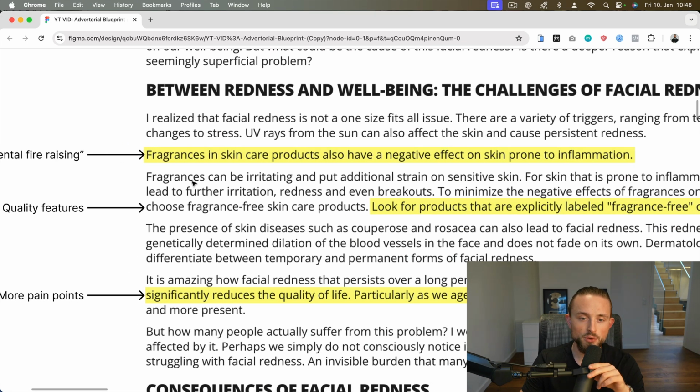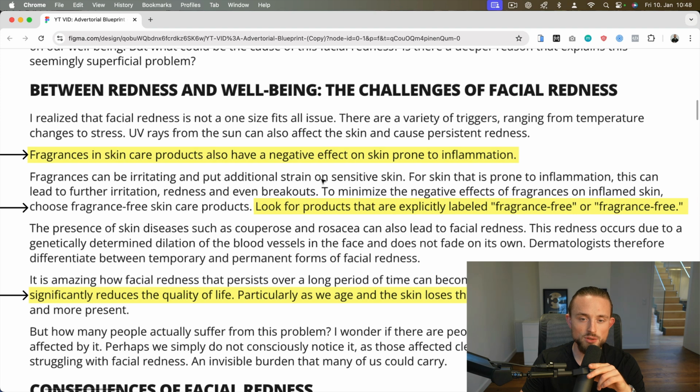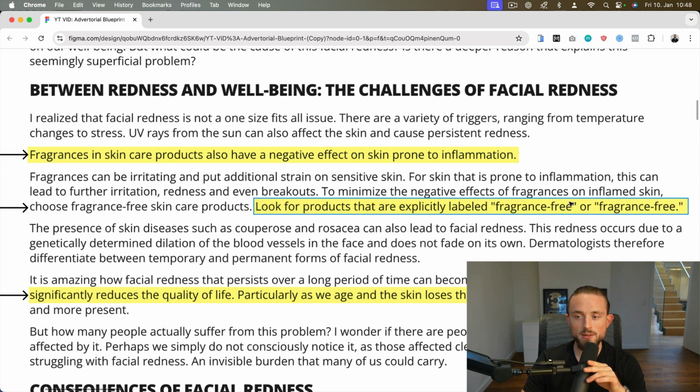Fragrances can be irritating and put additional strain on sensitive skin. For skin that is prone to inflammation, this can lead to further irritation, redness, and even breakouts. To minimize the negative effects of fragrances and inflamed skin, choose fragrance-free skincare products. Look for products that are explicitly labeled fragrance-free.